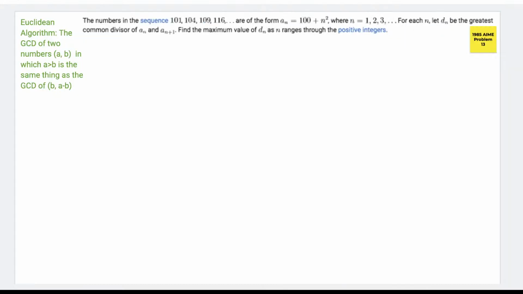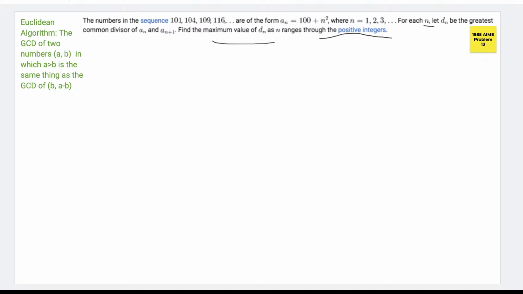Now on the next problem, it's an AMC problem 13, so it looks hard at first. So this problem states that the numbers in the sequence 101, 104, 109, 116 are of the form 100 plus n squared, where n equals 1, 2, 3, all the way forward. Now for each n, we want d of n, which is the greatest common divisor of a of n and a of n plus 1. Now we want to find the maximum value, as n ranges over the positive integers.